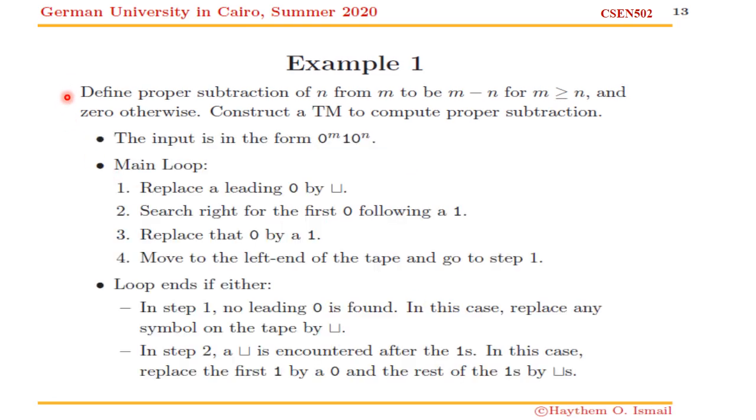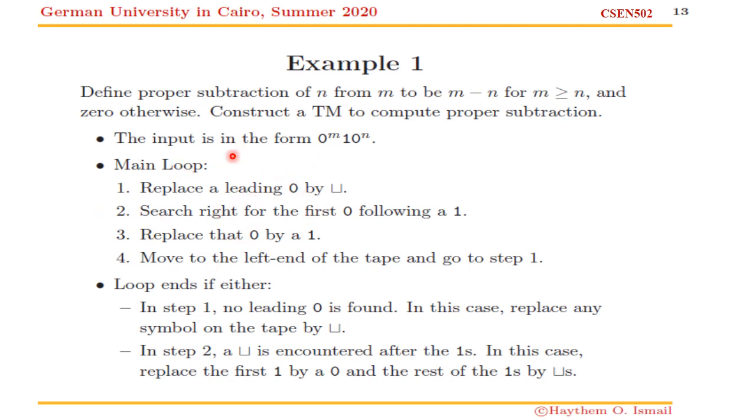So we're going to define proper subtraction. We said that already. Here is the answer, a description of what we just said. The input is in general of the form 0 to the m, 1, 0 to the n. Here is the main loop. We're going to replace a leading 0, meaning a leftmost 0, by a blank. Search right for the first 0 that follows a 1. Replace that 0 by a 1, just exactly as we did in the examples. Move to the left end of the tape and go to step 1. Find the leftmost 0 and replace it with a blank. Keep on doing this.